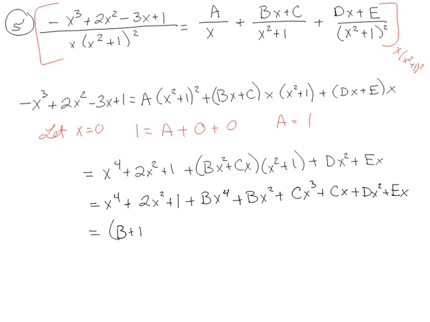cx cubed plus cx plus dx squared plus x. So (b plus 1) x to the 4th. Where's my x cubed terms? So I've got taking care of my x to the 4th terms. That's cx cubed. I've got which x squared? 2 and d. There's probably a better way to do this. Oh, 2 plus b plus d, plus b plus d x squared.